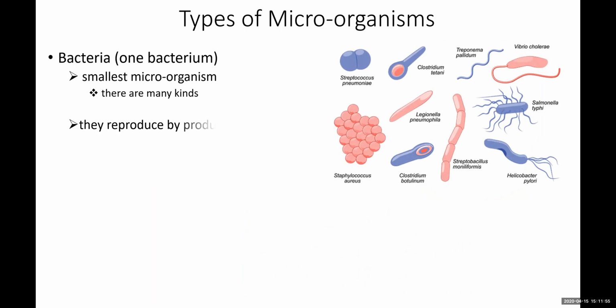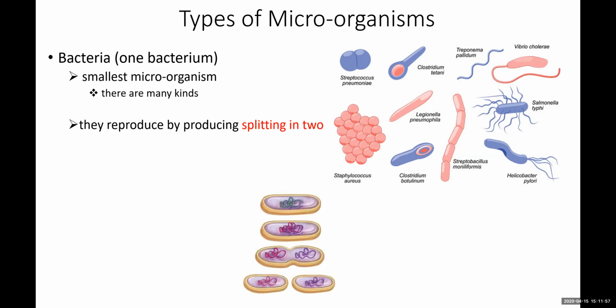Now, these will reproduce by splitting in two. This is different to the yeast. With yeast, they grow a new microorganism. With bacteria, they split in two identical new bacteria. So with bacteria, there is no mummy and child. They both become new mummies. Okay.